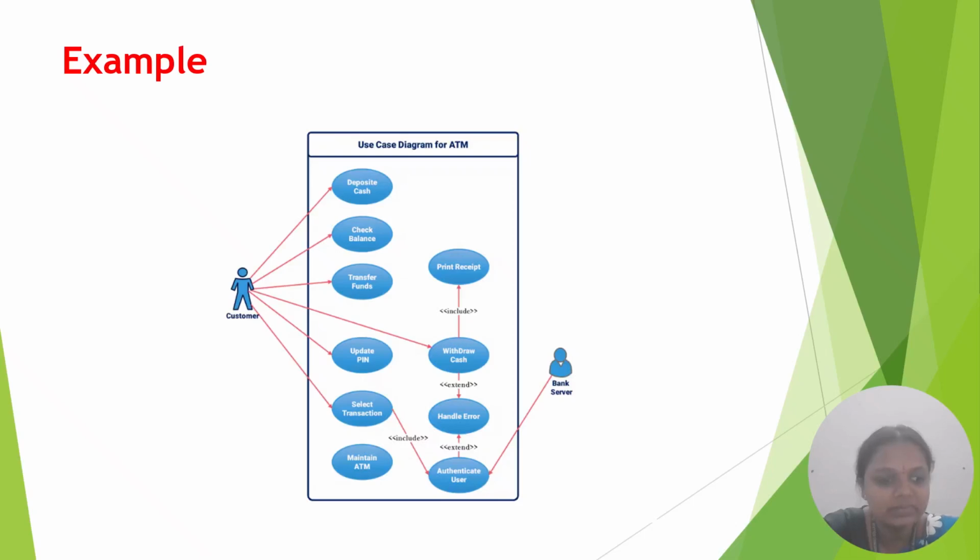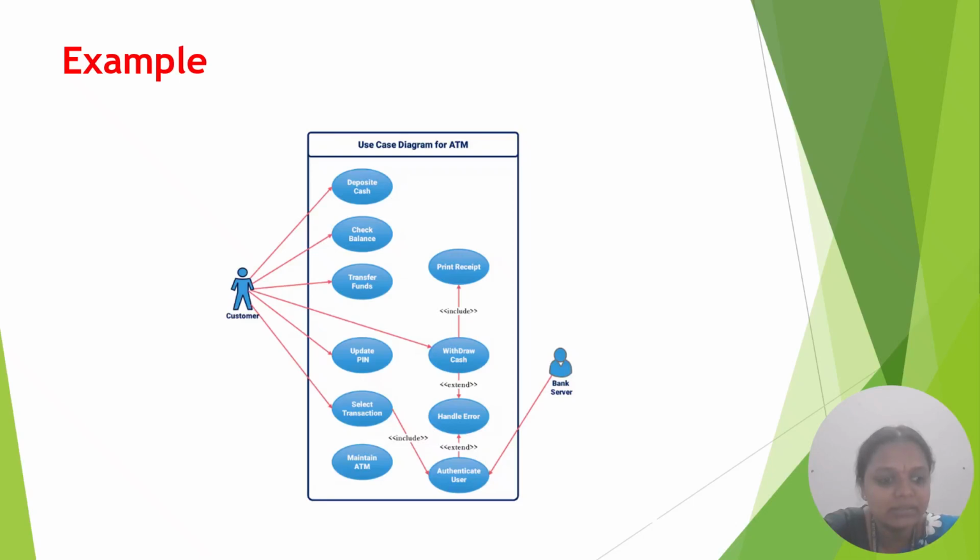First, the customer inserts their card into the ATM. Next, the system performs authenticate user by checking with the bank server to verify the card and PIN. Once authenticated, the customer selects the type of transaction, for example, withdraw, deposit, checking balance, etc. Then the selected use case is executed.